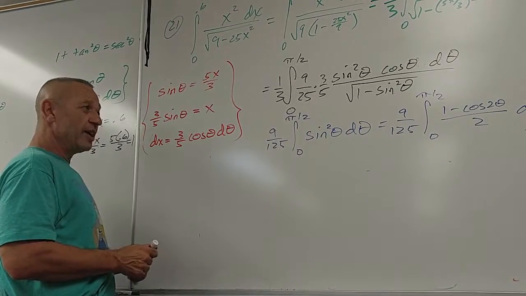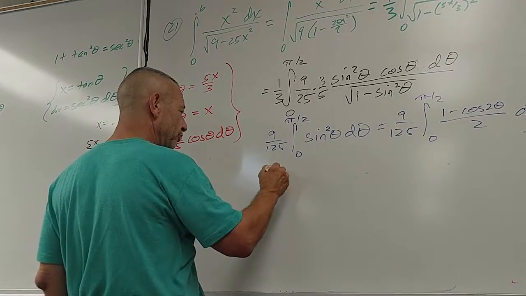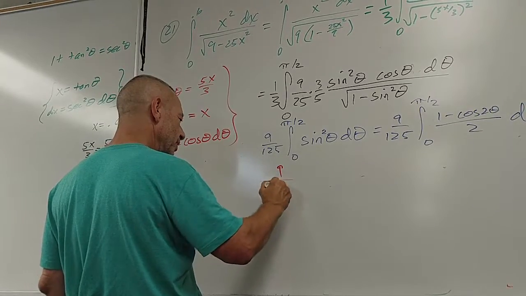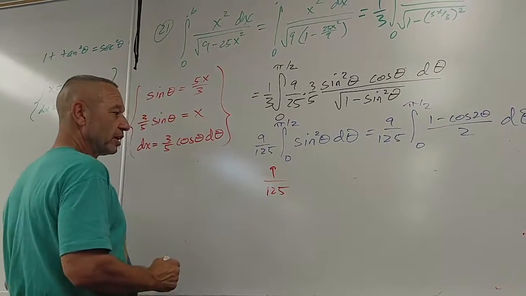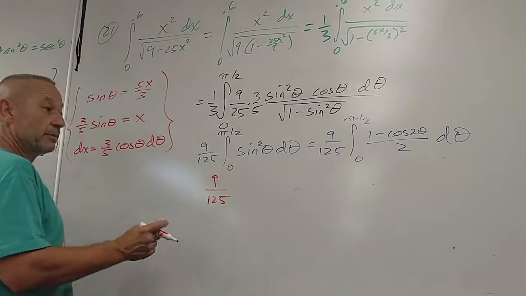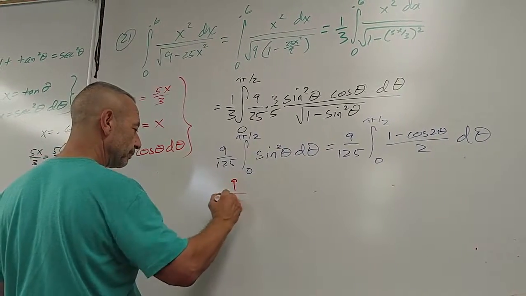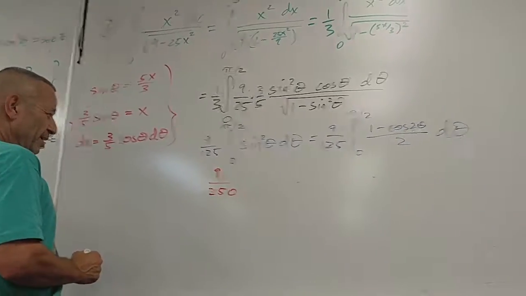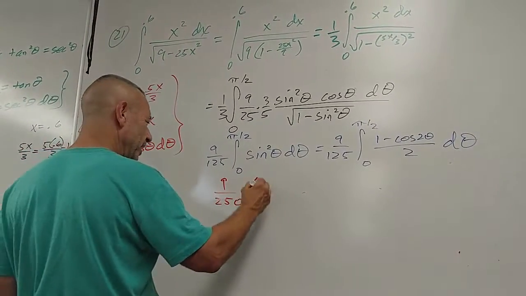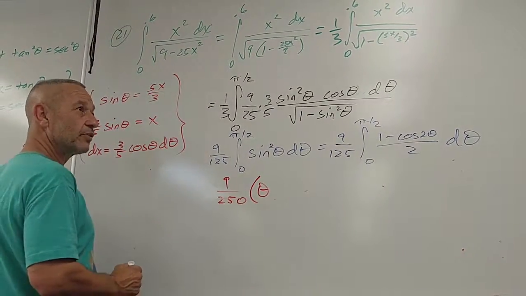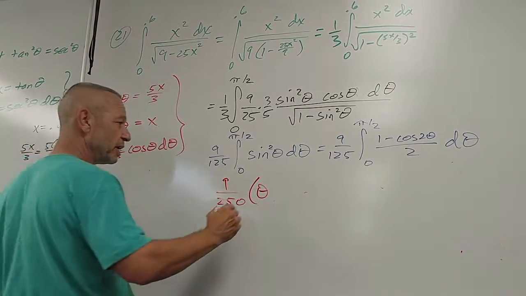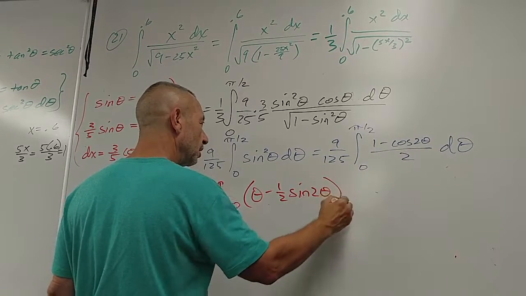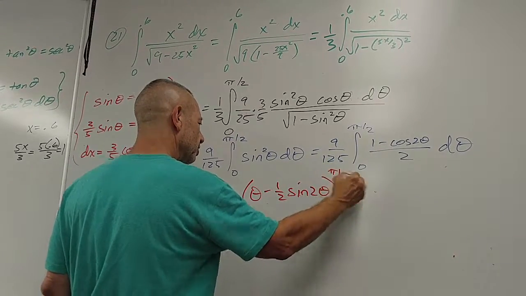So 9/125, a nice round even number. Oh, I guess I gotta make that 250, huh? Multiplied by 2. The integral of 1 is theta. The integral of minus cosine 2 theta is minus 1/2 sine 2 theta, I think. All evaluated 0 to pi over 2.